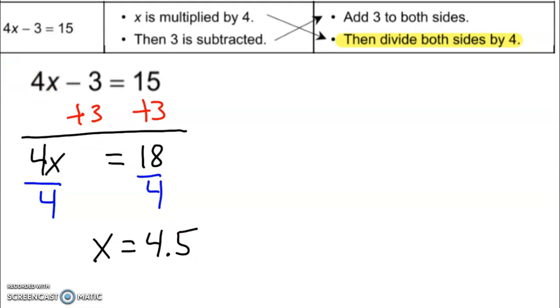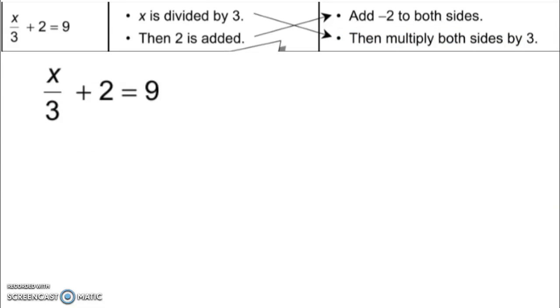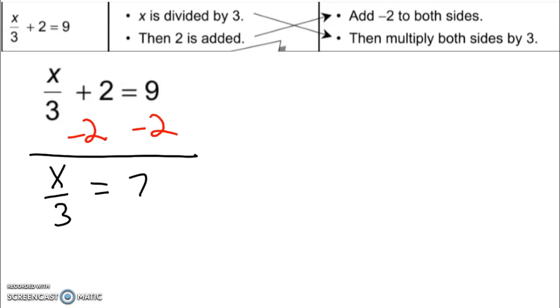Alright, let's take a look at another example. Typically if we were doing order of operations, we would plug in that x, divide it by 3, and then add 2. Here we're going in reverse. So instead of adding 2, we're going to subtract 2 on both sides. Adding a negative 2 is the same as subtracting 2. So we get 9 minus 2, which is 7, and I bring down this x over 3.